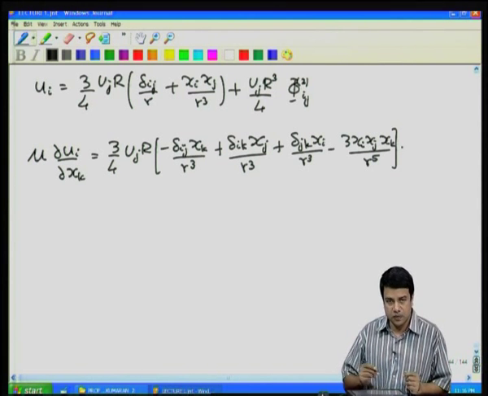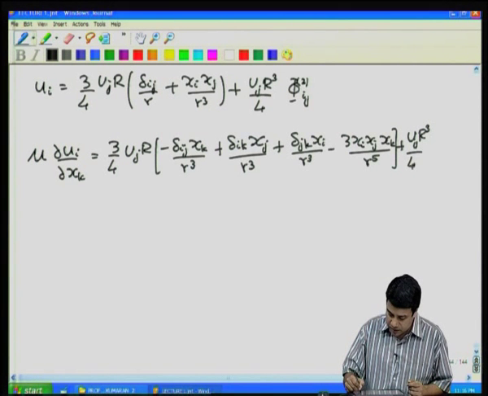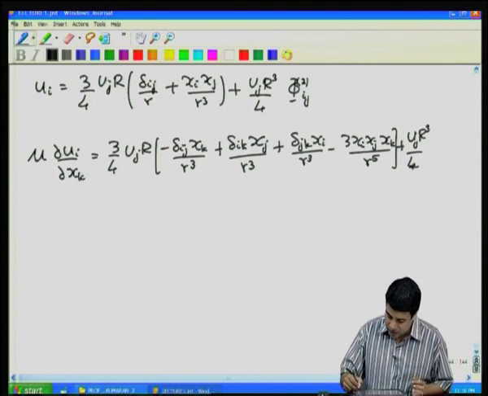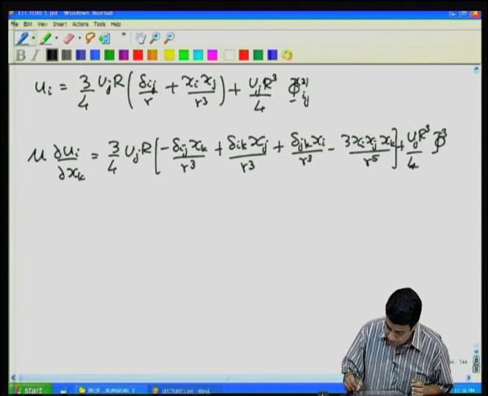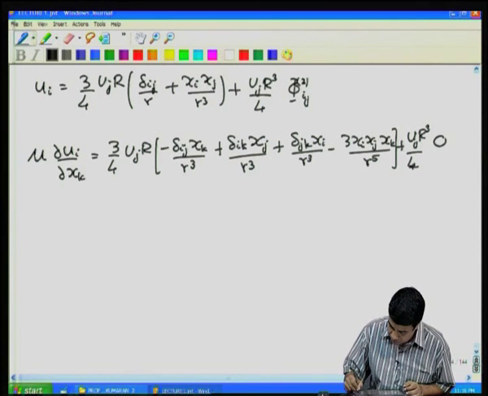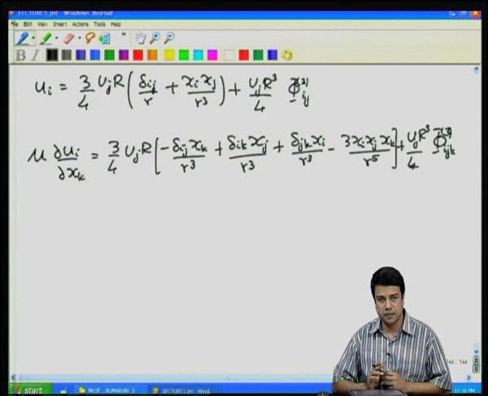Plus the second term here, which for the present I will just leave it as u_j r cubed by 4 times partial by partial x_k of phi_2 ij, which is just the third order tensor solution, phi_3 ijk, okay, the third tensor solution for the spherical harmonics. Okay. So, that was the first part, the mu times partial u_i by partial x_k.